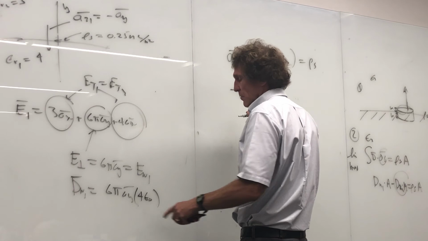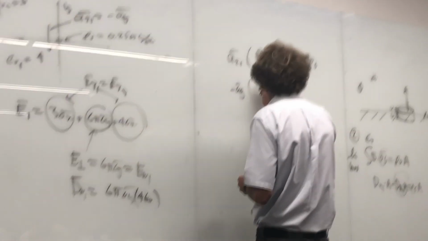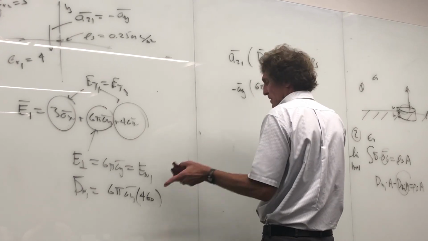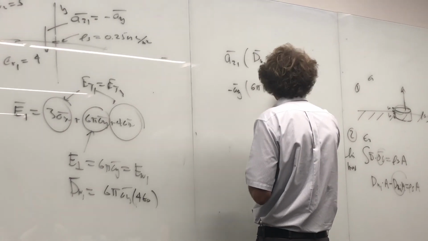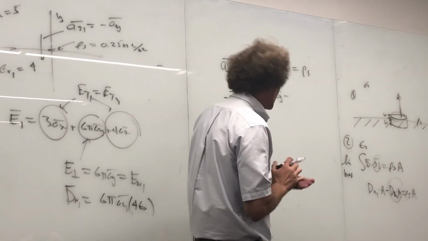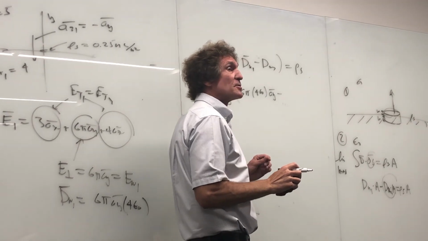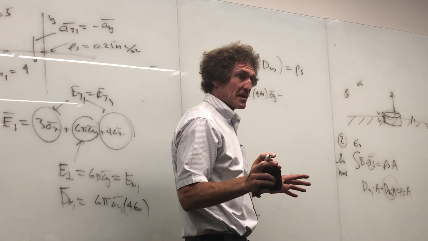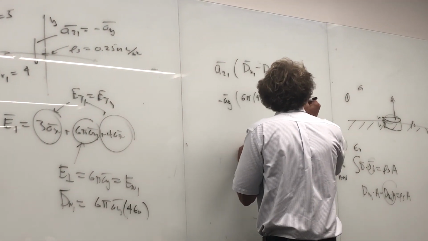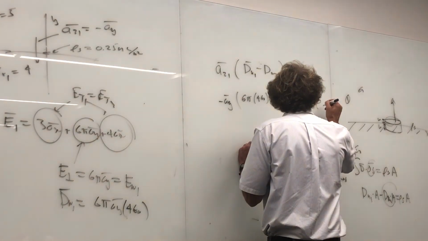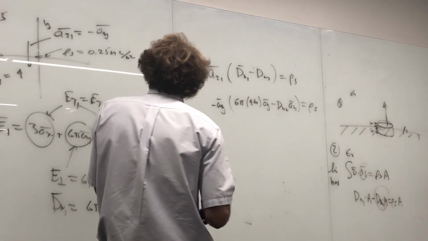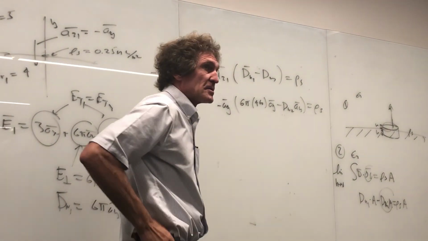and then we've got D normal 1, which is 6 pi times 4 epsilon naught AY minus D normal in region 2. I'm going to just give you a clue here. The normal component in region 2 is in the Y direction. Do you all see that, class? So I'm just going to put D normal 2 AY is equal to rho S. And rho S was 2 nanocoulombs, or 0.25 nanocoulombs per meter. Let me just finish this problem.